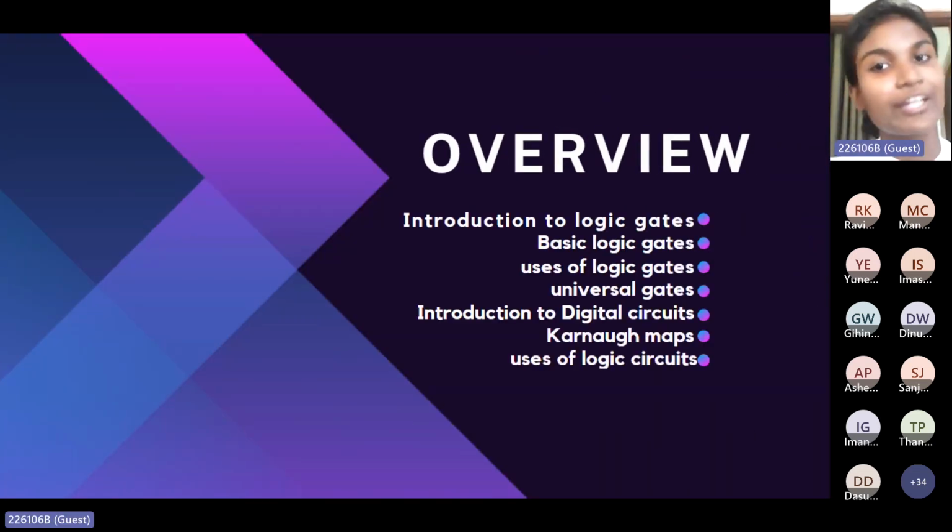Today, we are going to give you an introduction to logic gates. What are basic logic gates?